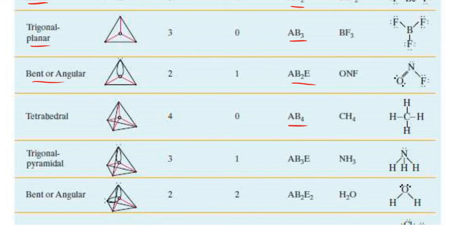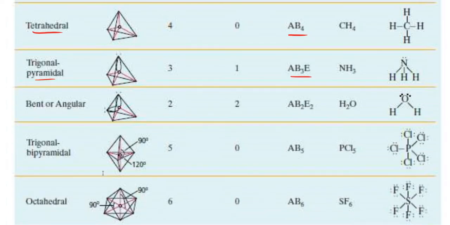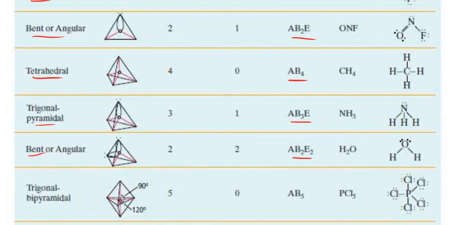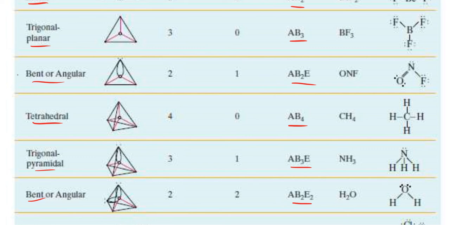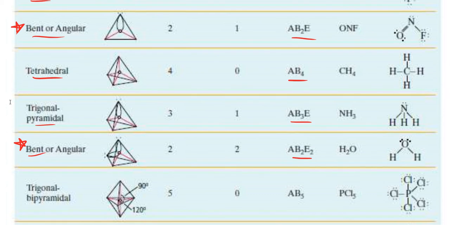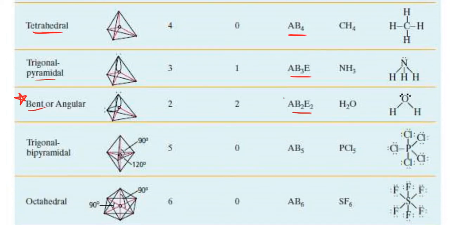If we see AB4, we know that that is tetrahedral. We see AB3E, we know that that is trigonal pyramidal. If we see AB2E2, which is what we saw with water, we see that that is bent. Notice that there are two different scenarios where we can have a bent molecular geometry, AB2E or AB2E2. And then if we see AB5, that's another one called trigonal bipyramidal. AB6, which can occur, that's octahedral.